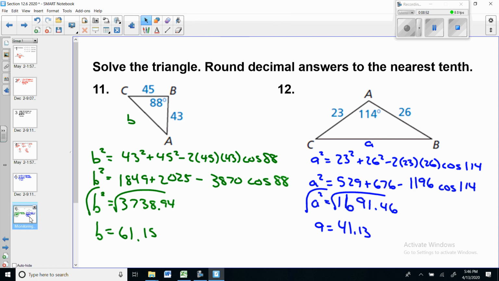At this point, we'll go ahead and stop the presentation. Again, it's just going to be using a formula for the law of cosines the whole way through. And you can start the homework on the worksheet 12.6.